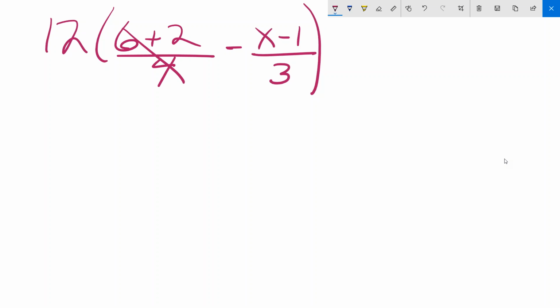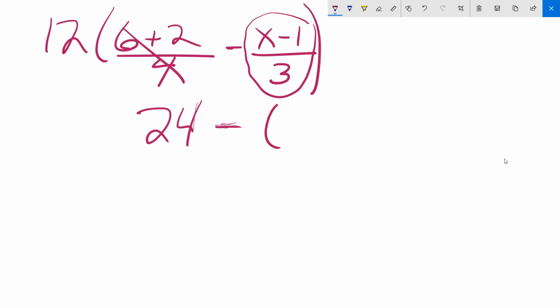So it'd be 24 minus 12x minus 12. Okay, first of all, realize that that entire thing is going to be subtracted. So you should put it in parentheses. Okay? Second of all, that 12 over that 3 is equal to what? 4. And that goes in front of the parentheses. And then what goes inside the parentheses is that.